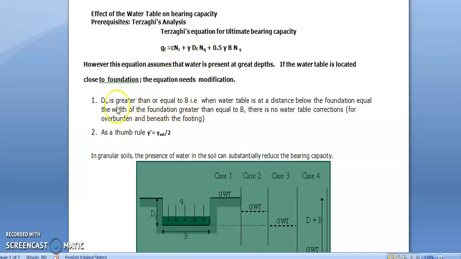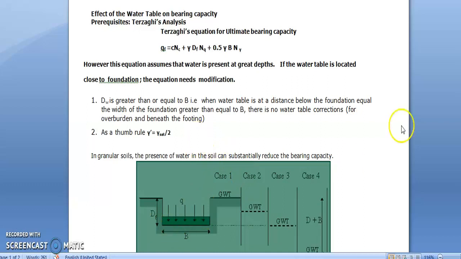Now, first rule: if dW, that is the depth of water, is greater than or equal to B. What is B? Width of the footing. That is, when the water table is at a distance below the foundation equal to or greater than the width of the foundation, then there is no water table correction for overburden or beneath the footing. What is the meaning of this first statement? dW is the depth of the water table below the foundation.